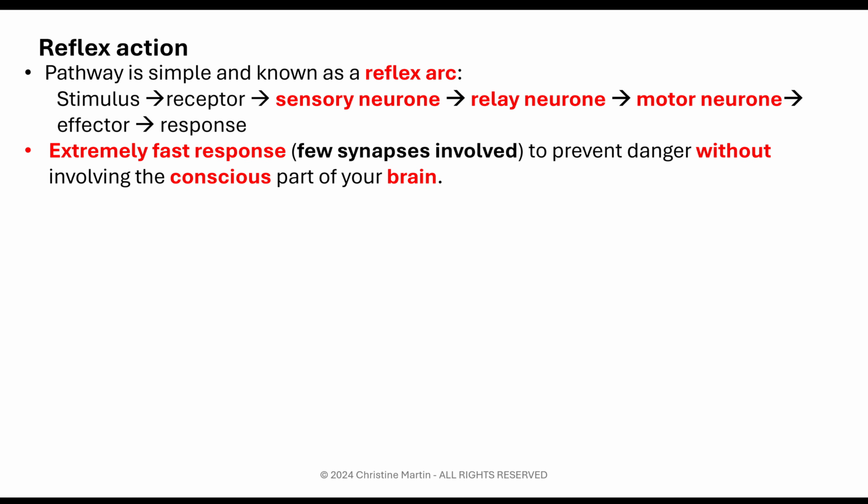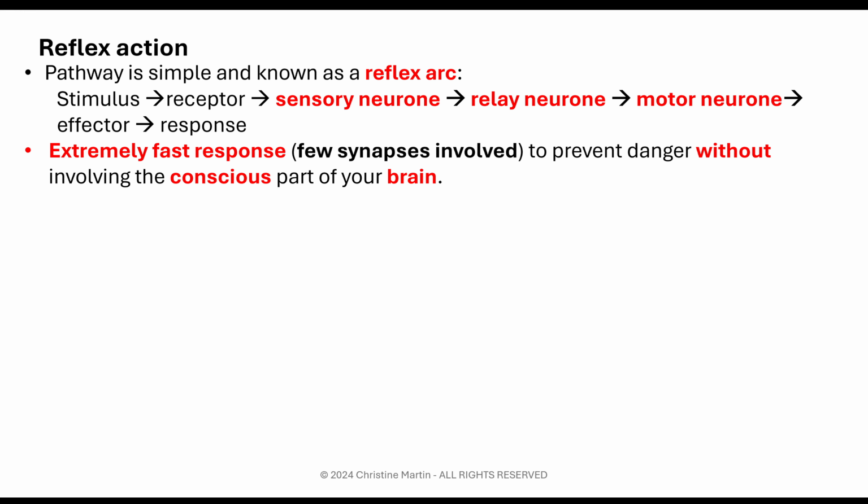Now, a reflex arc is extremely fast. It's few synapses involved. We've got the stimulus being detected by the receptor, the sensory neuron sending the electrical impulse, that being passed on to the relay neuron passing it on to the motor neuron, and the effector carrying out whatever the response may be. Now, because we have very few synapses involved, that is going to help us to prevent any danger from occurring to the body. It is going to happen because there is no conscious part of the brain involved.